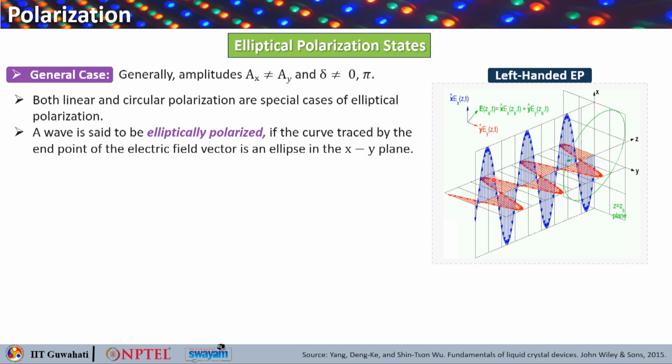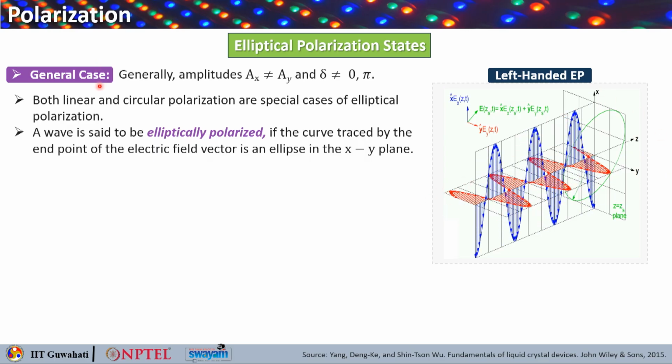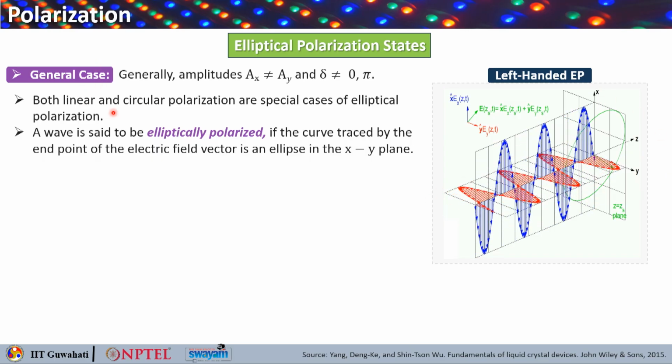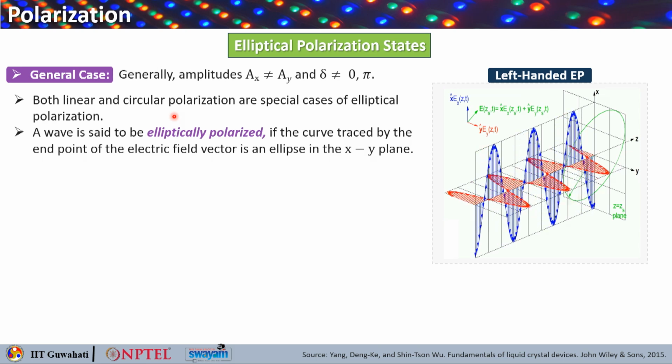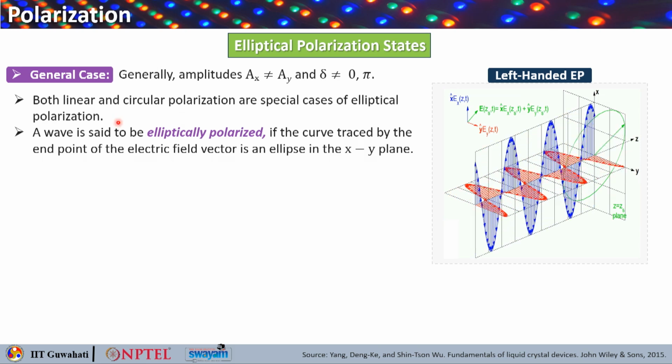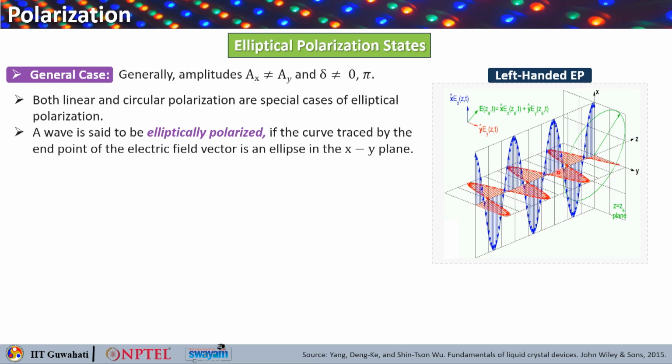So, you have to understand that both linear and circular polarization can be considered as special cases of elliptical polarization, because in the linear one you can have the phase difference to be 0. Here in elliptical you do not need to consider the amplitude to be the same, and phase can be plus minus pi by 2, right.